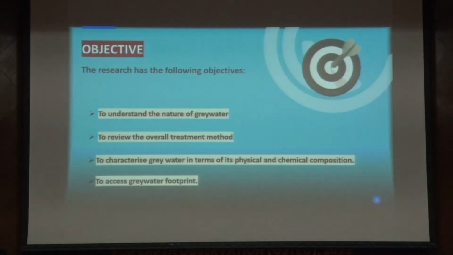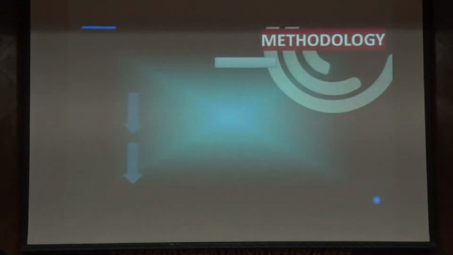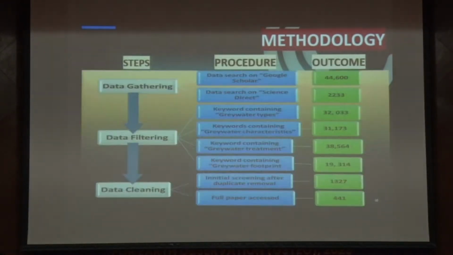And finally, to assess the grey water footprint. To do my research work, I pursued the following steps: data gathering, data filtering, and data cleaning. This research work is totally based on review papers, on previous research work. So I collected different articles, journals, and books from sources like Google Scholar, ResearchGate, and ScienceDirect, and from there I finally selected 441 research papers after screening.